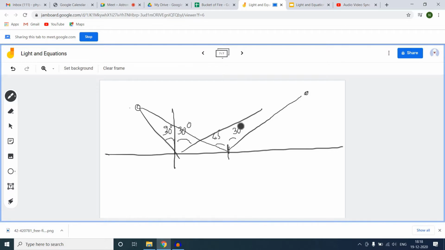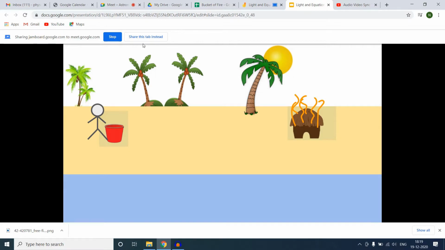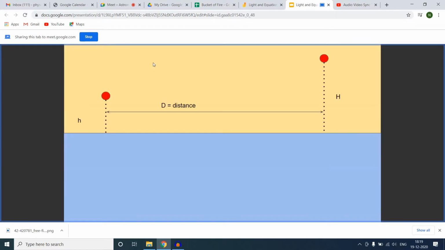But the question is, how do you go about proving this? How do you prove that this has to be the fastest path? One way of doing it is that we put some numbers over here. Small h is how far Bob is. Capital H is how far the hut is. And D is the perpendicular distance between both those lines.